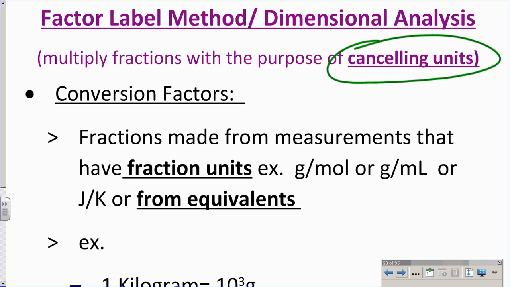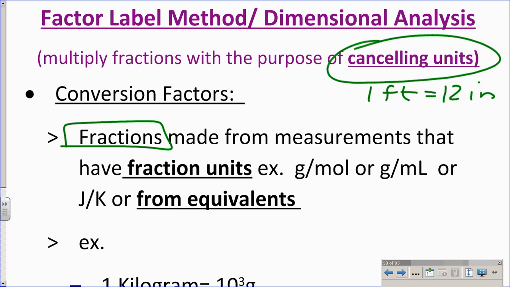And the way we cancel units, the tool we use is called a conversion factor. The conversion factors are usually fractions made from things that are equivalent to one another. For example, one that we all should be familiar with, let's say 1 foot is equal to 12 inches. Normally we would not use feet or inches here, but I'm just going to stick with something we're really familiar with.